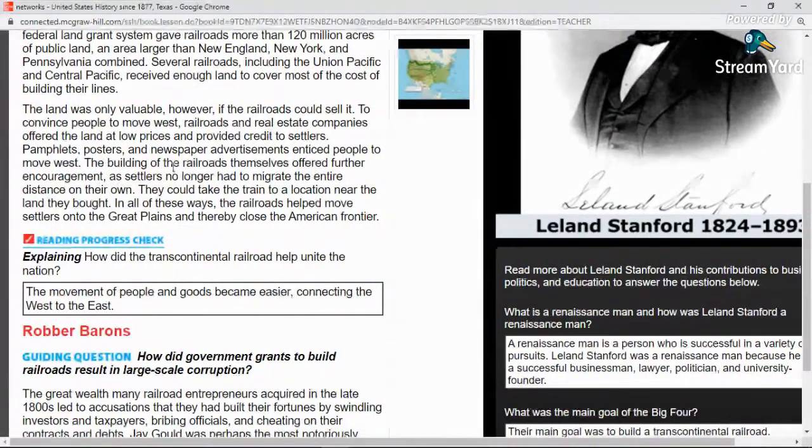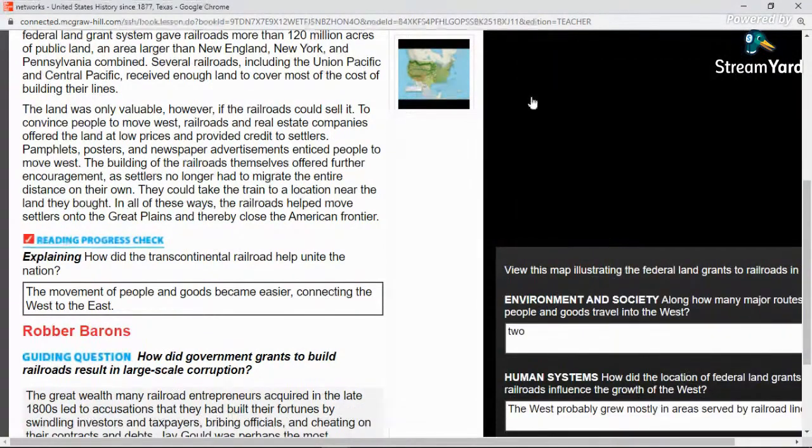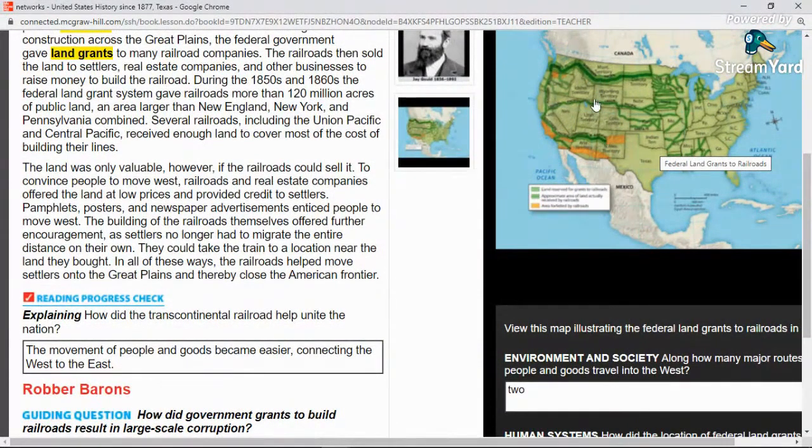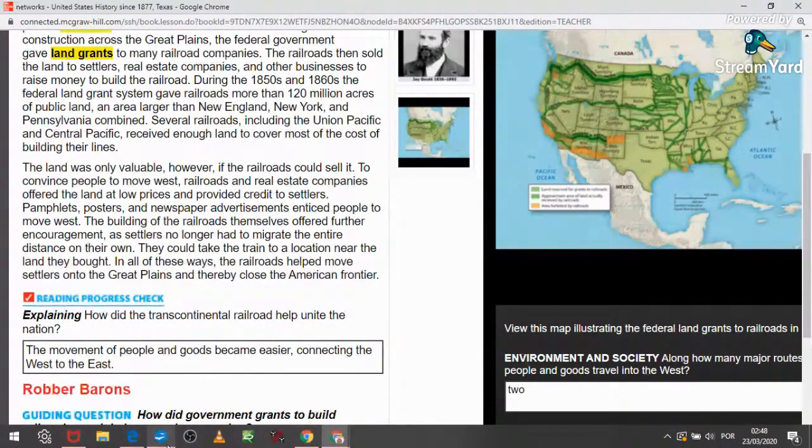And the building of railroads themselves offered further encouragement, as settlers no longer had to migrate the entire distance on their own. They could take the train over there. And because people moved to the west, it helped to close the frontier. Basically, because of the railroads, now all of this land here belongs to America. And we just looked at that in chapter 2 with how they treated the Indians and everything else that happened around that time. So again, to review, let's write it down so it's very clear.